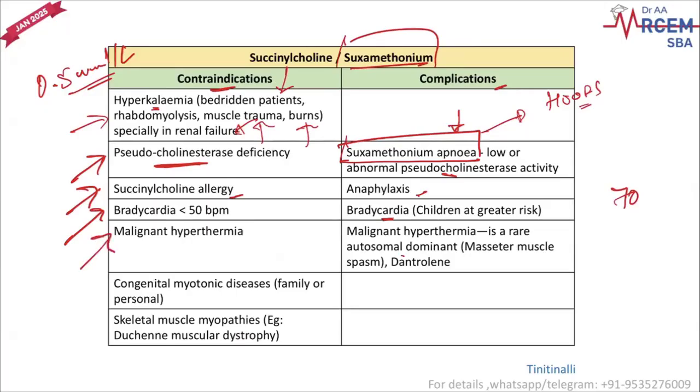Malignant hyperthermia is an autosomal disorder. The antidote is dantrolene, which is what we treat with. We'll be discussing more about this in the environmental chapter along with other hyperthermias.